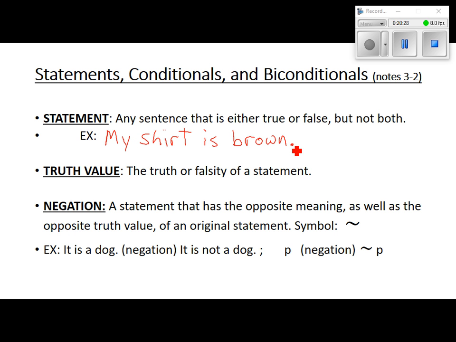When they ask you to find the truth value of something, that's just a fancy way of telling whether the statement is true or false. So when they ask you that, don't make it harder than it is. They're just asking you to tell whether the statement is true or false.